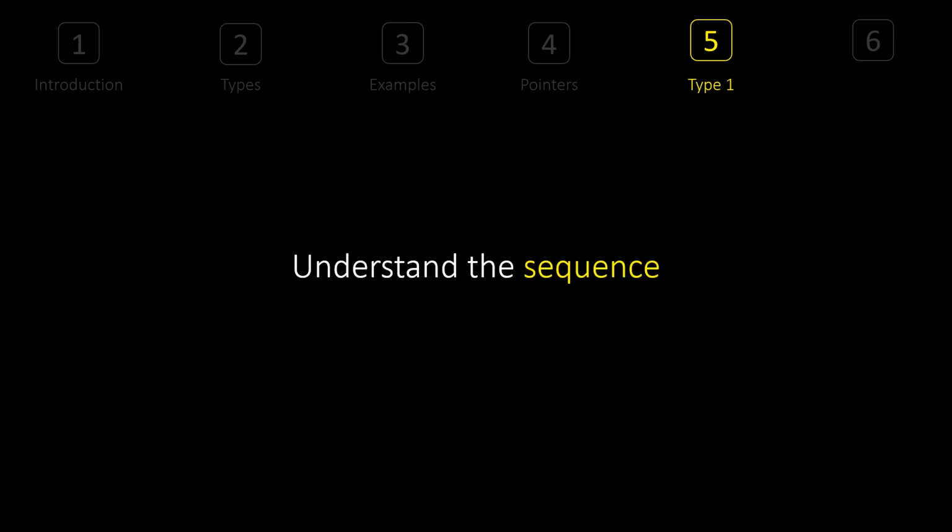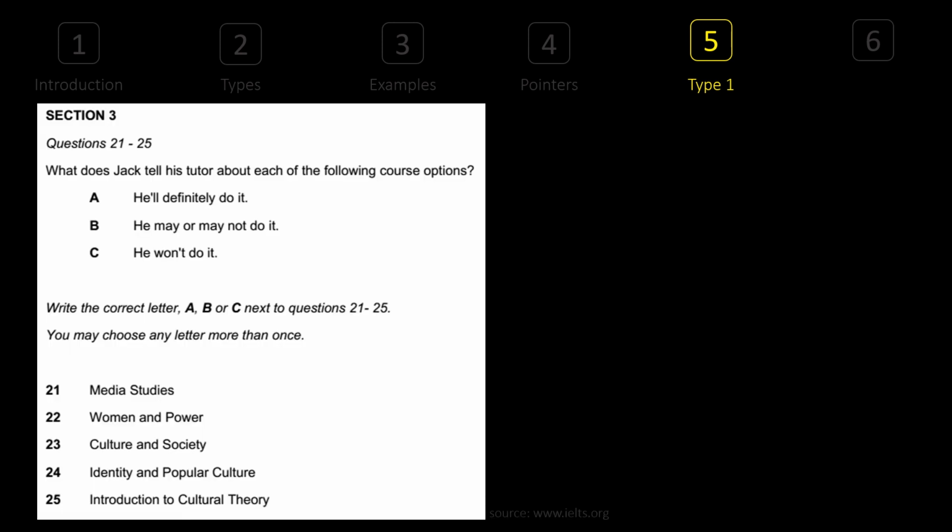Another tip for this is please understand the sequence. What do you think the sequence will be followed in the options? No. Sequence will be followed in the questions from 21 to 25. So basically what's going to happen is they'll talk about media studies first, then women and power, then culture and society, then identity and popular culture, and finally the last one, that is 25th. So listen to the sequence. As soon as the talk about media studies is over, please proceed to the next one. Once these talks are over, proceed to the next one. This is how they follow the sequence.